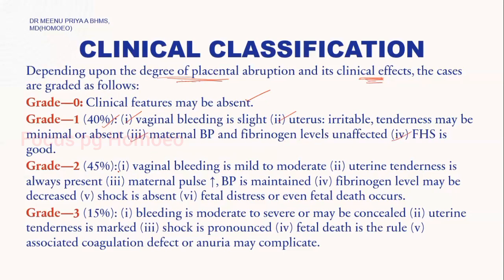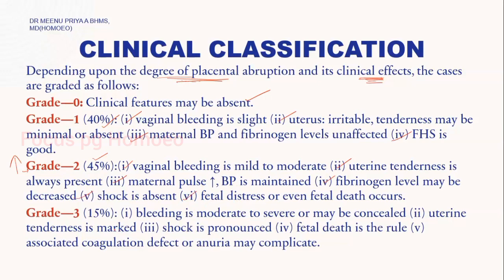Now, coming to grade 2, it is seen in 45%. So among the gradings, the highest incidence is grade 2. Vaginal bleeding is mild to moderate, and uterine tenderness is always present. Maternal pulse is increased, and BP is maintained. Fibrinogen level may be decreased. Shock is absent in grade 2, and fetal distress or even fetal death can occur in grade 2.